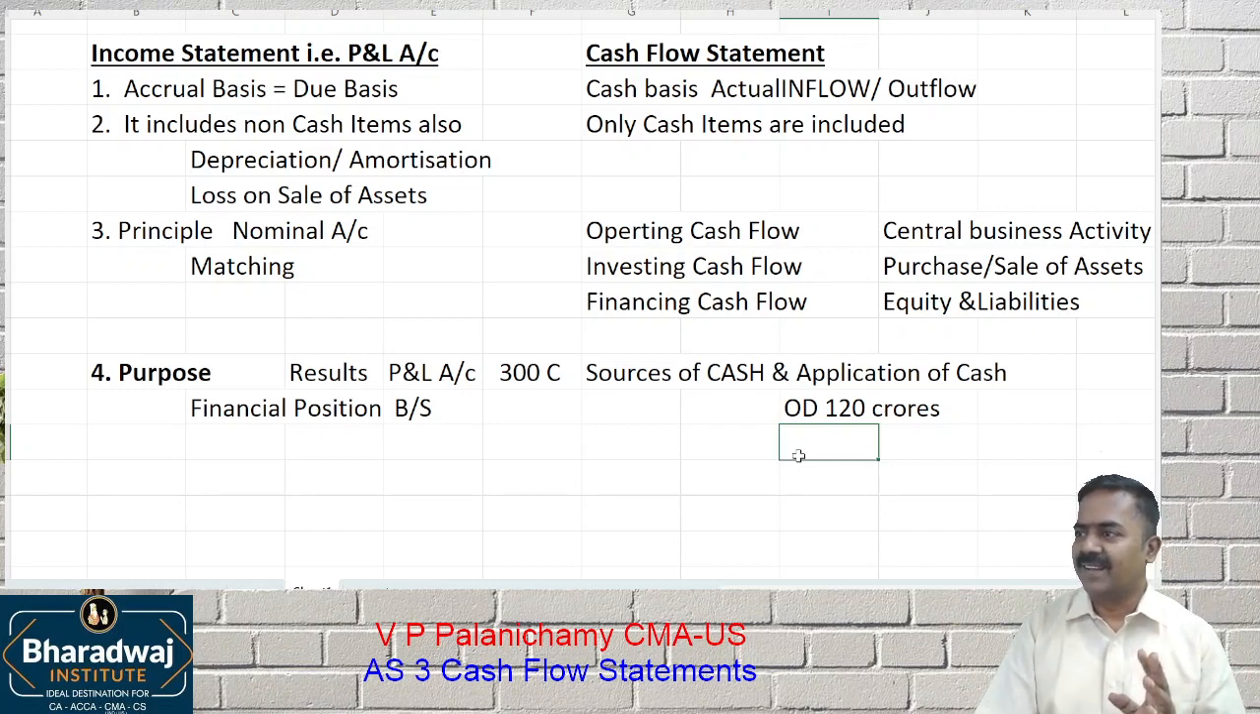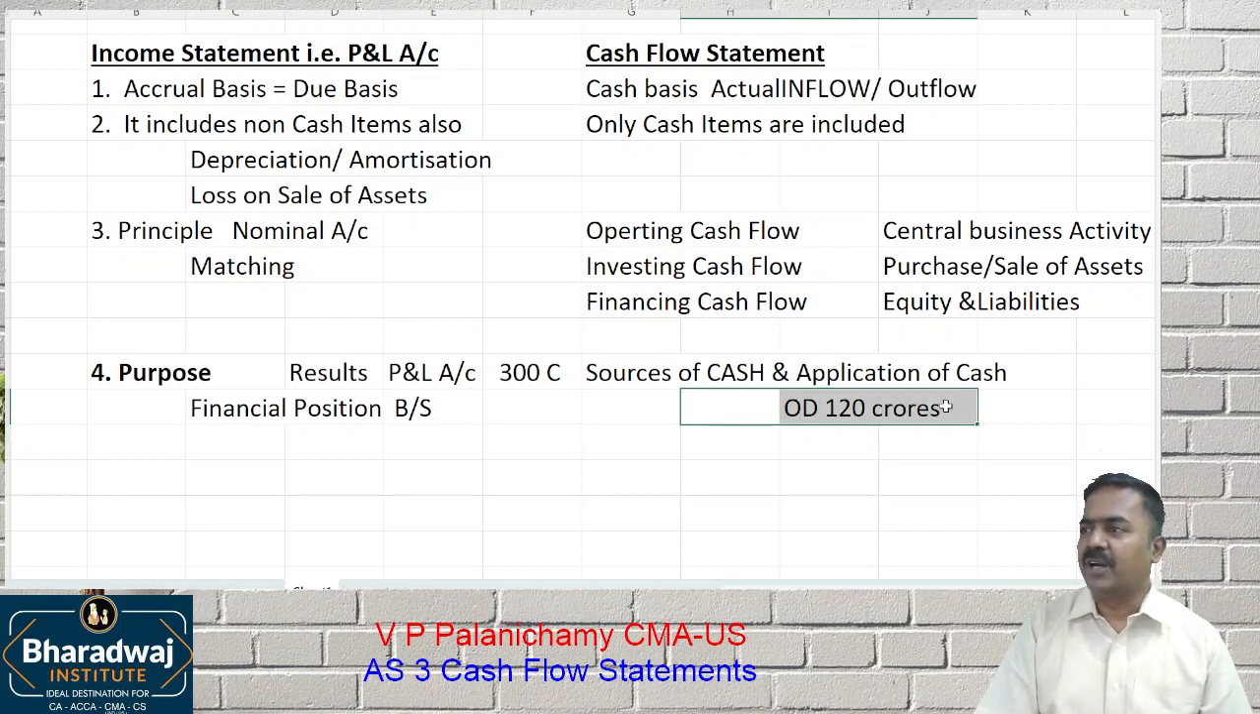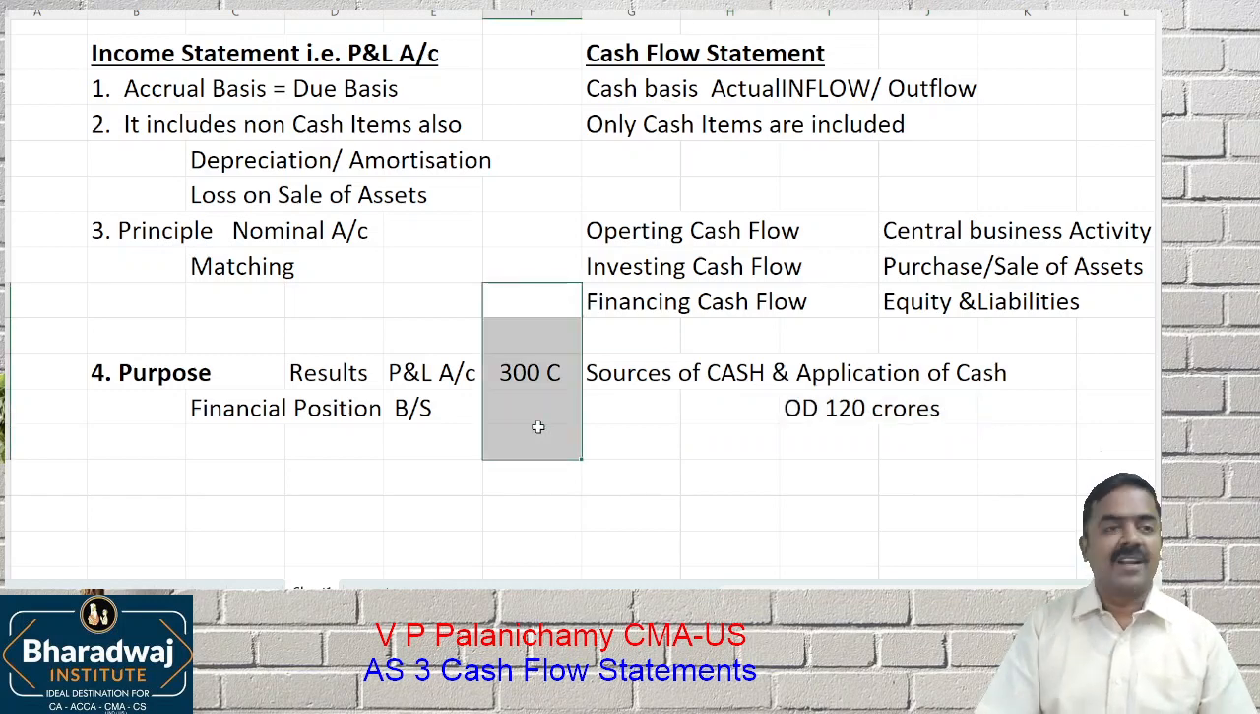What will it explain? Where you got the money, where you applied the money, and why the negative cash flow is there. Clear? The P&L account will not tell this. The P&L account will only tell whether the person is dead or alive, profit or loss. That's all. The cash flow statement will tell the rest.